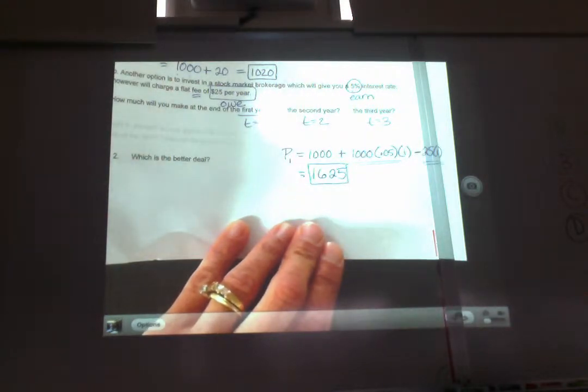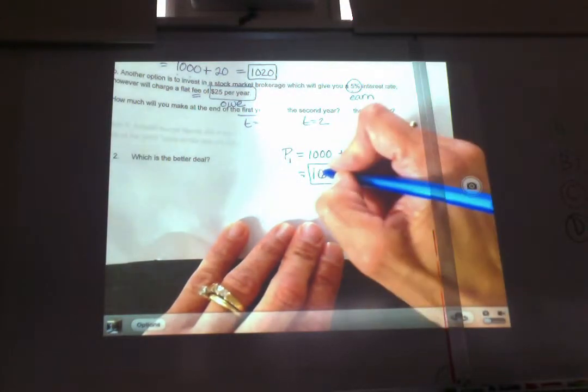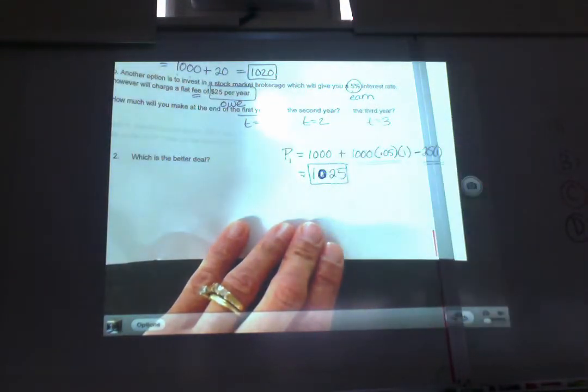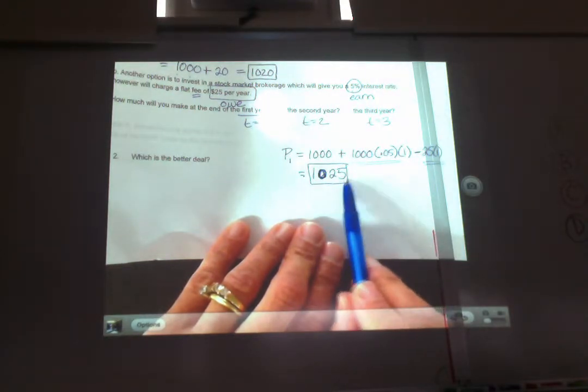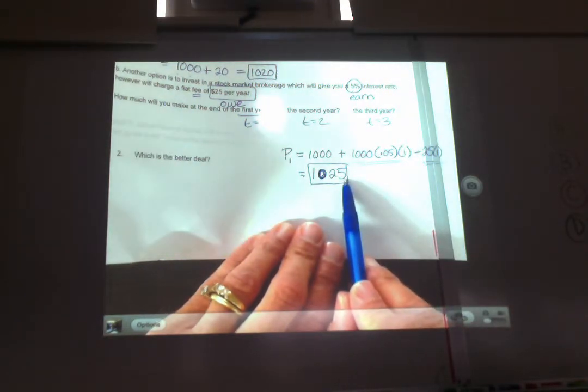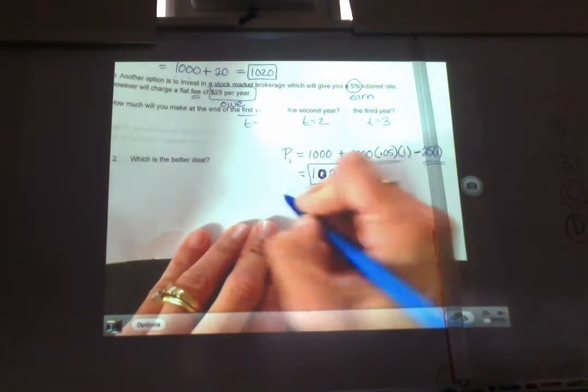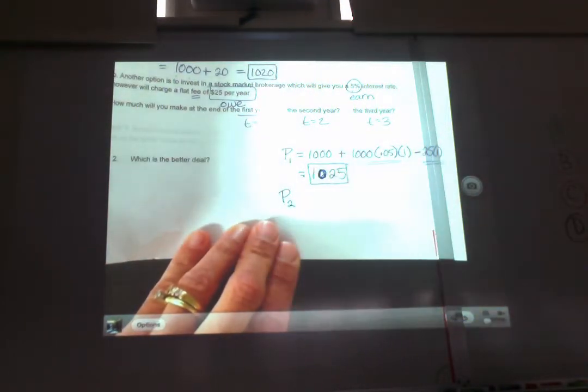I got 1 for 1,000. Oh, I just can't read. That's a 0. It's my eyeballs. Okay, it's $5 more, yes? What did they earn in the first year in the last scenario right above us? 120. So this is better in the first year. Let's see what happens in the second year.